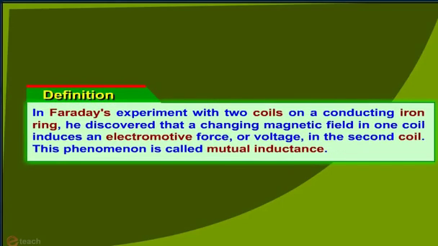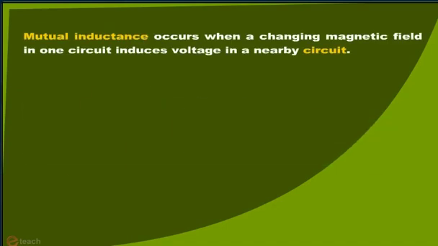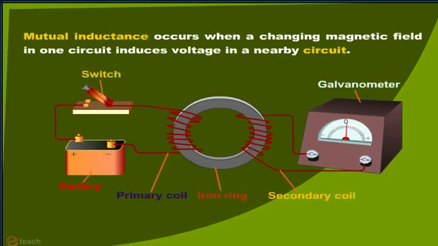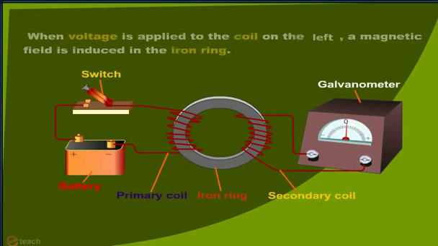Definition. In Faraday's experiment with two coils on a conducting iron ring, he discovered that a changing magnetic field in one coil induces an electromotive force, or voltage, in the second coil. This phenomenon is called mutual inductance. Mutual inductance occurs when a changing magnetic field in one circuit induces voltage in a nearby circuit.